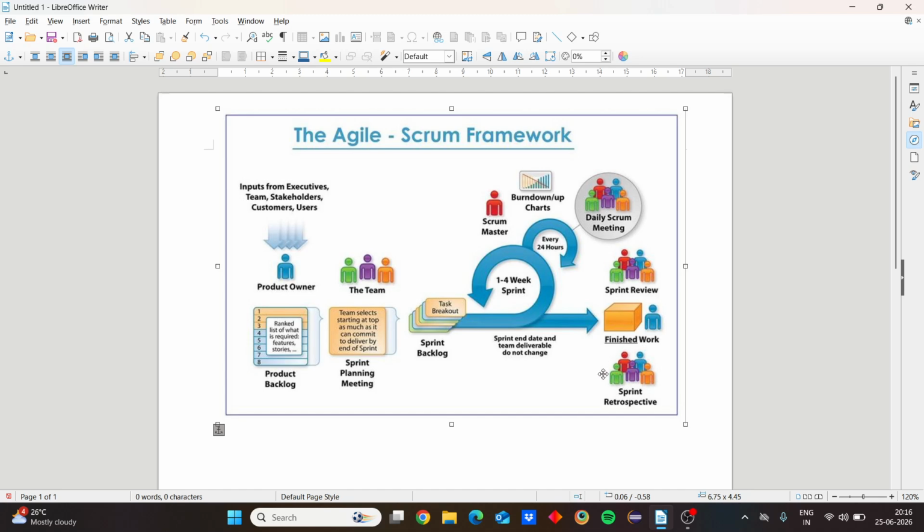In this sprint retrospective meeting, three things are discussed: what went well, what went wrong, and what can be improved in the next sprint. Then, what is remaining, guys? This is all about the sprint. This is all about the Scrum framework.